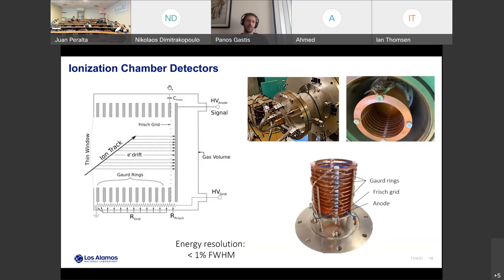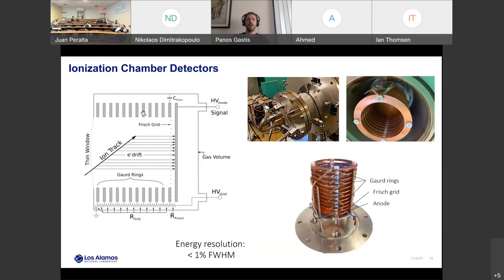Our ion chambers have Frisch grids. These are grids that are mounted in front of the anodes, and we use them for shielding the anode from unwanted induced signals due to mirror charges from the presence of positively charged molecules resulting from the ionization. Therefore, the Frisch grid is important for achieving high energy resolution.